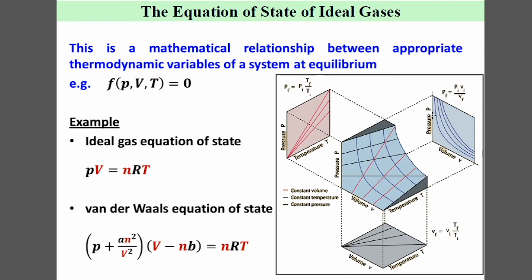Similarly, when you plot according to Boyle's law, each of these lines corresponds to a different temperature. And similarly, if you plot volume versus temperature, each of these lines corresponds to a given value of pressure. So this is an isobaric plot, pressure is constant. This is an isochoric plot, and this is an isothermal plot. Clear?